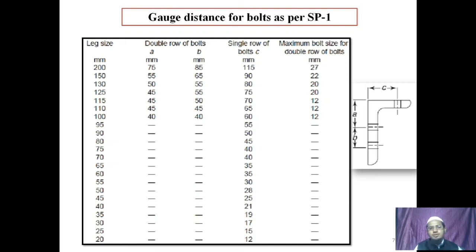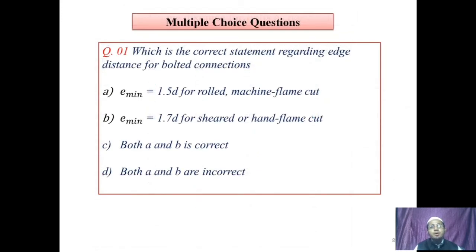एक और दो questions जिससे आपका idea clear होगा। तो first question है, what is the correct statement regarding edge distance for bolted connections? There are four options. First option is minimum edge distance E minimum equals 1.5 times D for rolled or machine flame cut. Option B, E minimum equals 1.7 times D for sheared or hand flame cut. And third option, option C is both A and B are correct. And final option D is also both A and B are correct. Which one is correct now?